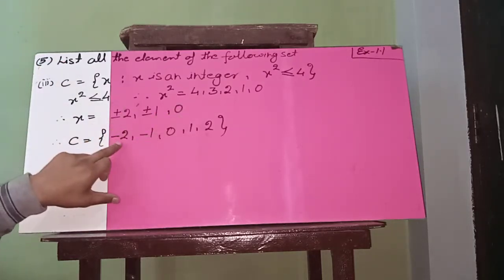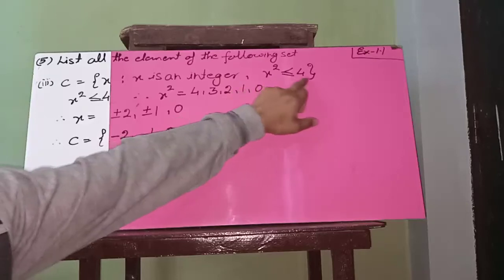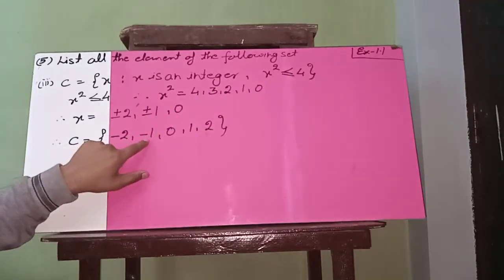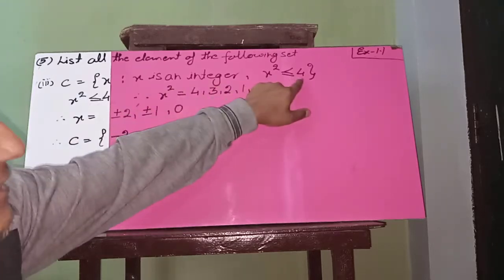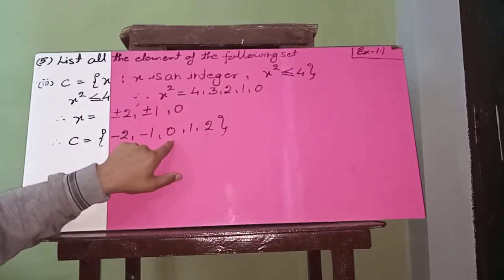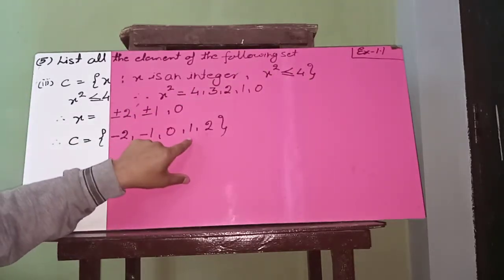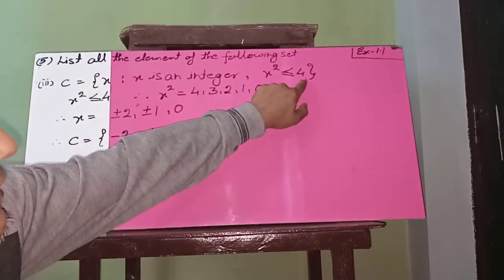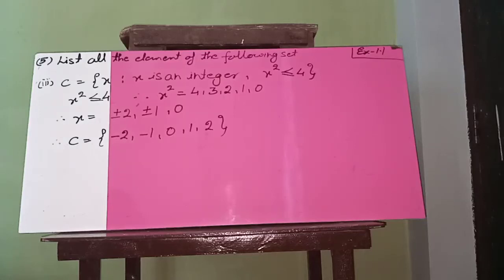Here, minus 2 squared is 4 and that is equal to 4. Minus 1 squared is 1, that is less than 4. 0 squared is 0, less than 4. 1 squared is 1, less than 4. And 2 squared is 4, that is equal to 4. Any tough? Very easy question.